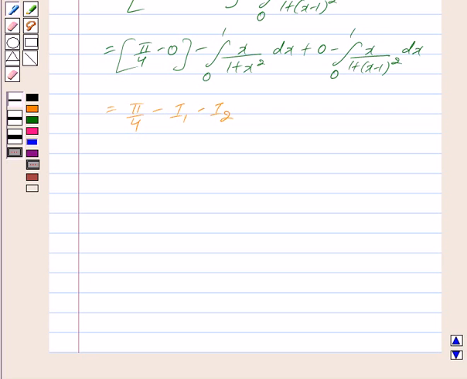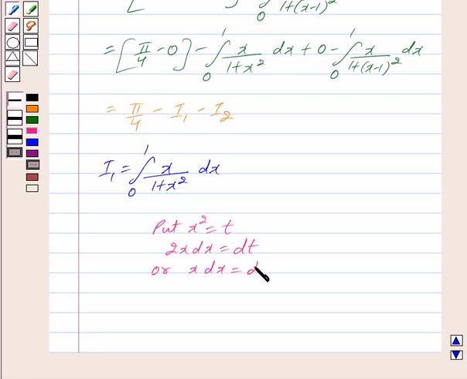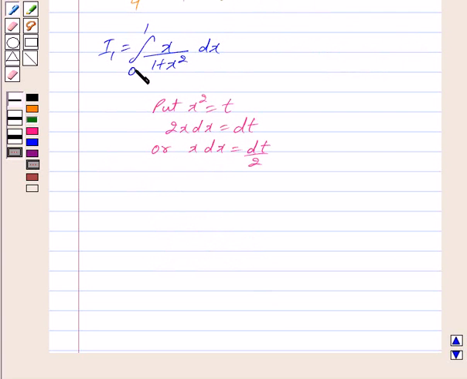Now let us first consider I1. So we have I1 is equal to the integral from 0 to 1 of x upon 1 plus x square dx. Now we put x square equal to t. Differentiating, we get 2x dx is equal to dt, or we can write this as x dx is equal to dt upon 2. Now clearly we can see that when x is equal to the lower limit, that is 0, we have t is equal to 0.